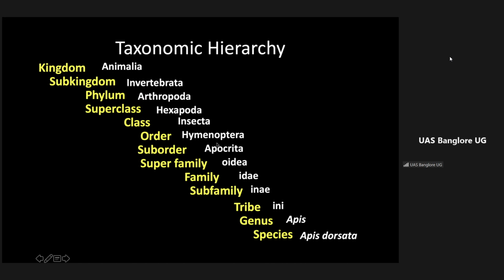So especially the superfamily, family, subfamily, and tribe all have this common ending, so you can easily identify whether it is a family, a subfamily, or a tribe. Clear? And the genus is always written with a capital letter and italicized, and the species name will have two names, that is Apis dorsata. Apis dorsata is your rock bee. Please remember, the rock bee is Apis dorsata. Clear now?